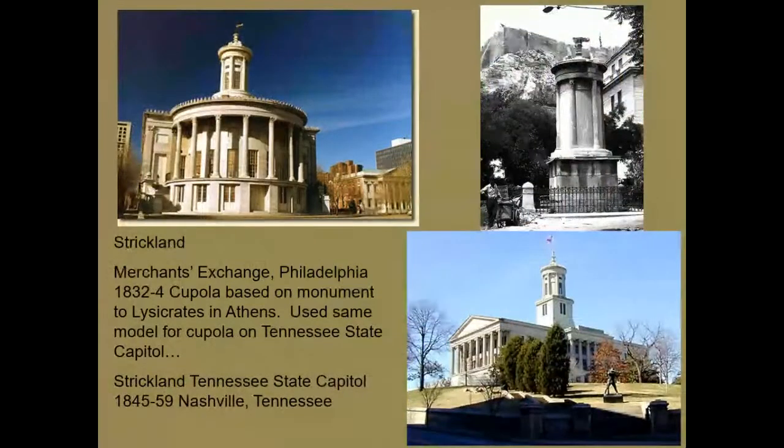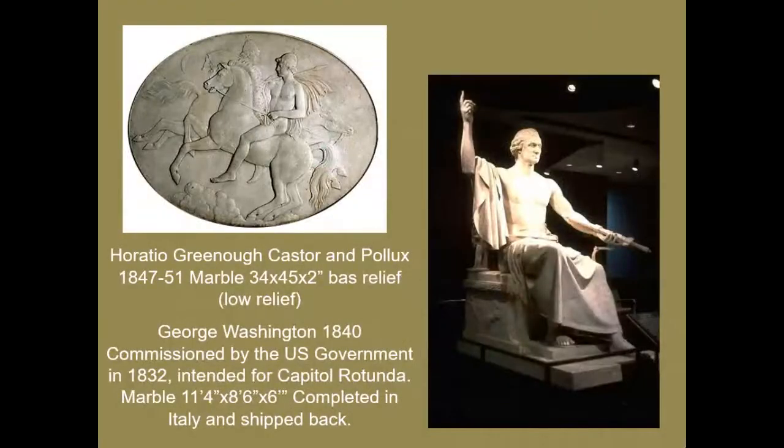We see Strickland doing this again and again in calling examples from classical Greek sculpture, in this case, a sculptural architectural monument to a dead singer becomes the model, rather, for his design for the cupola for the Tennessee State Capitol and for the design on the Merchants Exchange. We'll see American sculptor Horatio Greenough working in a way that imitates Greek sculpture in a style we call neoclassical.